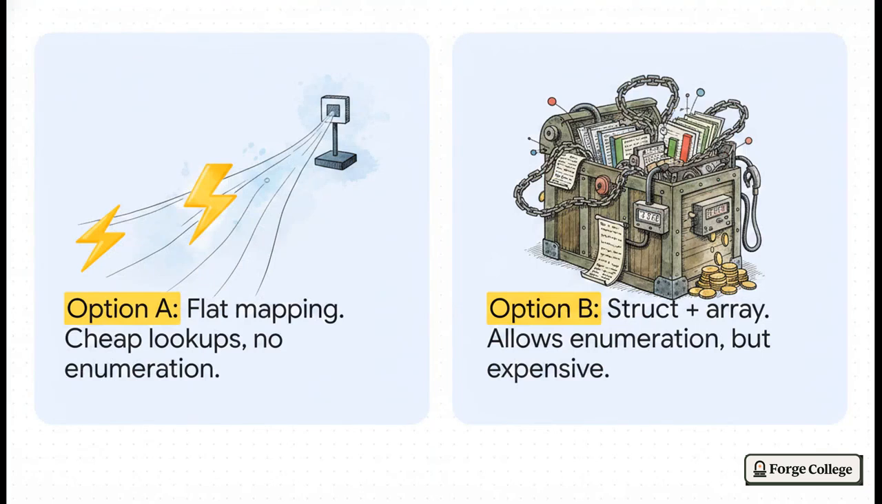Section 5. Structuring user balances. Let's look at a concrete case study to pull this all together. Let's say we need frequent reads, occasional updates, and rare enumeration for off-chain reporting. Option A is a flat nested mapping. This gives you super cheap lookups, but absolutely zero enumeration. Option B is a struct with an array of token IDs. That's great for enumeration, but it's an absolute gas nightmare every single time a token is moved. You kind of have to pick your optimization here.